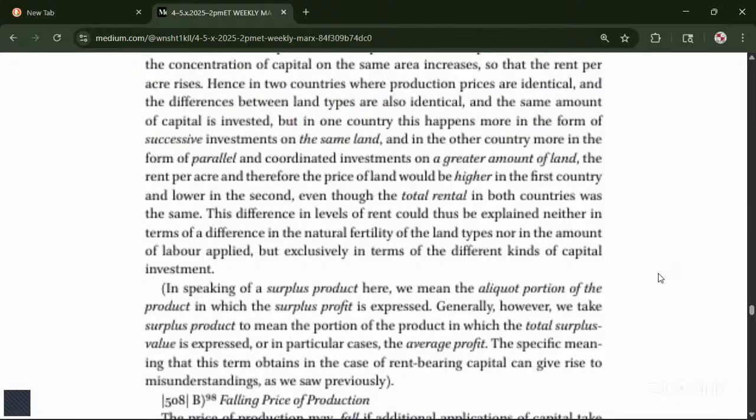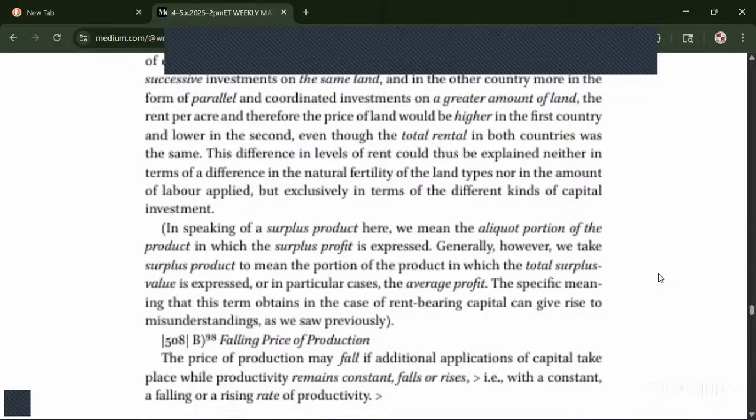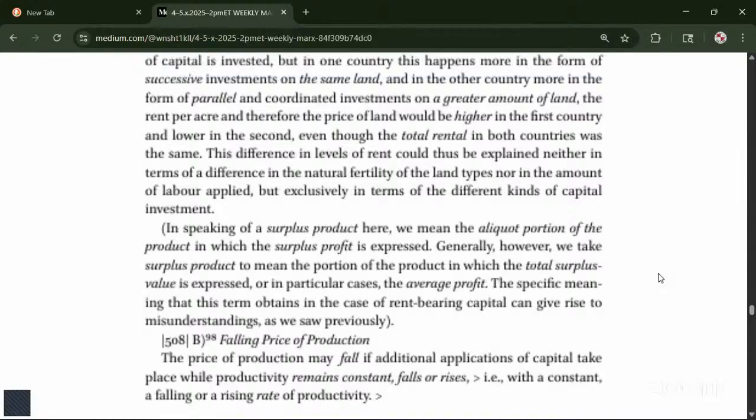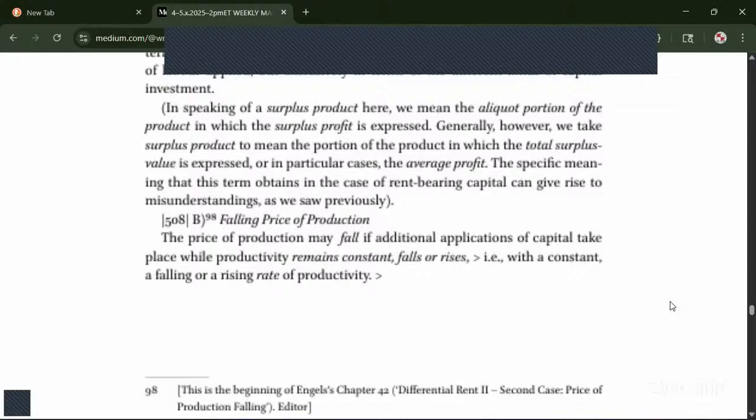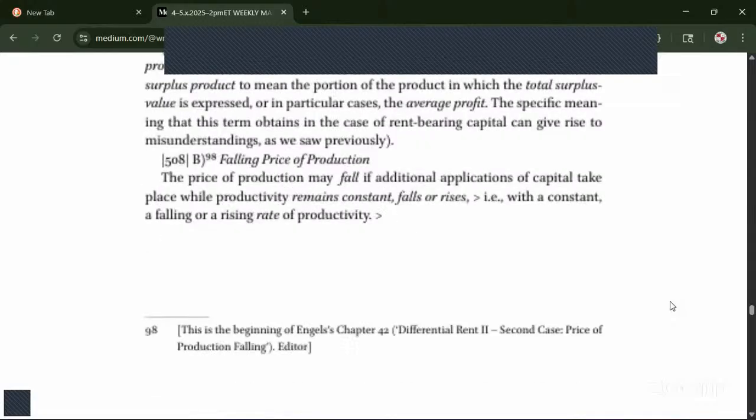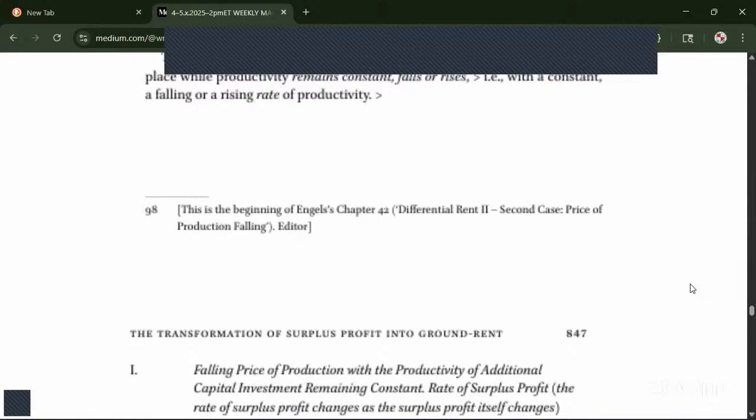Now, finally, section 508, the falling price of production. The price of production may fall if additional applications of capital take place while productivity remains constant, falls, or rises, i.e. with a constant, a falling, or rising rate of productivity. This is the beginning of Engels' chapter 42, differential rent 2, the second case, the price of production falling. The equivalent of Engels' chapter 42 of volume 3 of Capital.